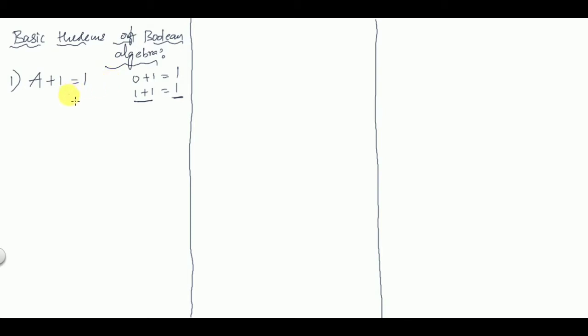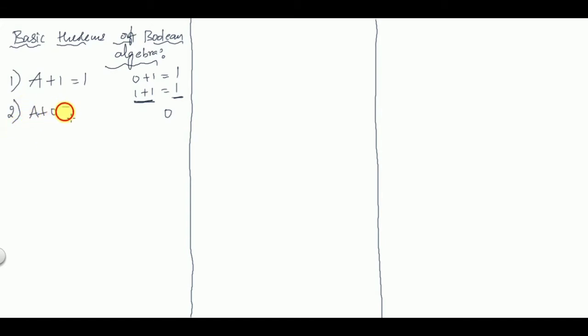While we were discussing binary addition, we took 1 plus 1 as 0 with carry 1. But when you are dealing with Boolean algebra, you have to take 1 plus 1 as 1 because plus in Boolean algebra represents the OR gate. So in the OR gate, 1 plus 1 is equal to 1. Remember this, remember the difference.